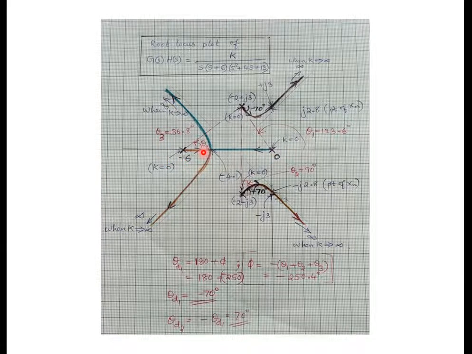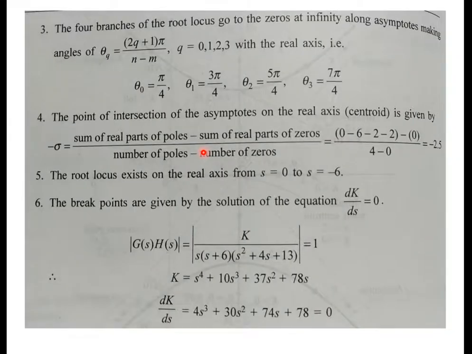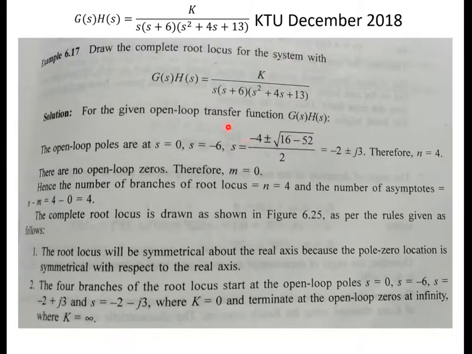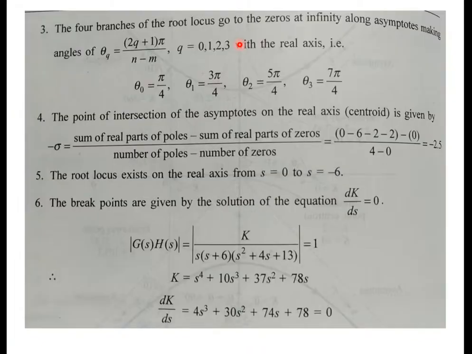Where it is breaking, by the rule, dk by ds is equal to 0. That is, the breakaway points on the real axis are found by dk by ds equal to 0. From the characteristic equation, 1 plus G(s)H(s) is equal to 0, or G(s)H(s) is equal to minus 1, and the magnitude will be equal to 1. The G(s)H(s) given in the question is k over s into (s plus 6) into (s square plus 4s plus 13), and that magnitude is equal to 1.